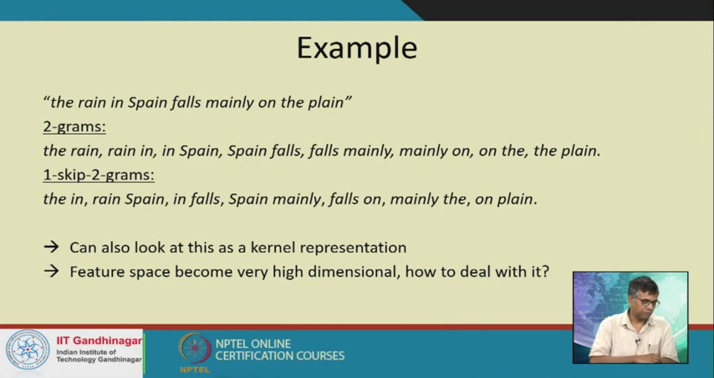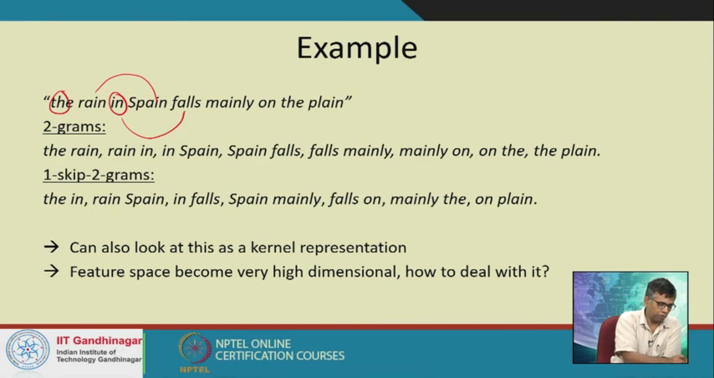The skipgrams that I just mentioned have different variants. Here is one particular variant that is known as a 1-skip 2-gram. That is, you take bigrams where between the two words you take, you skip one word. For instance, you take the and in. Similarly, you take rain and Spain, you take in and falls, and so on and so forth. And the point is that if you take a number of such variations, 1-skip 2-grams, 2-skip 3-grams, and so on, you essentially capture this collection.